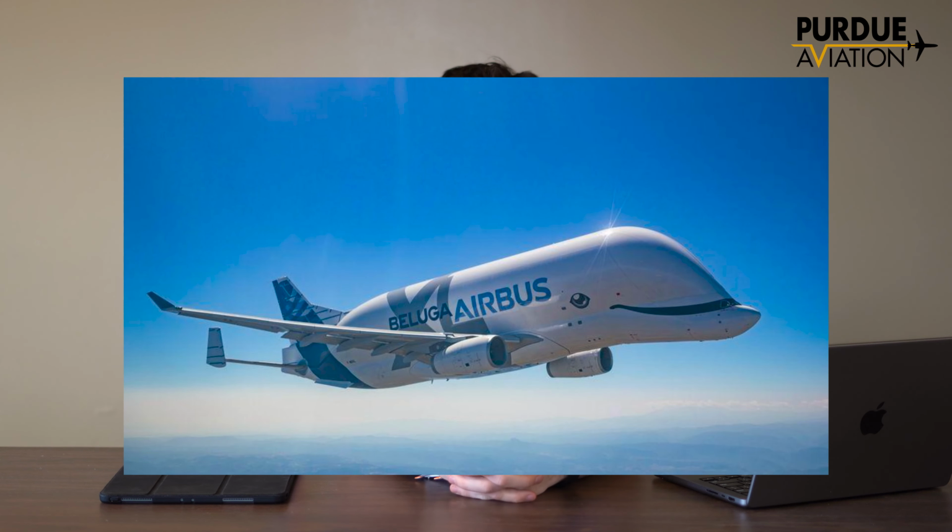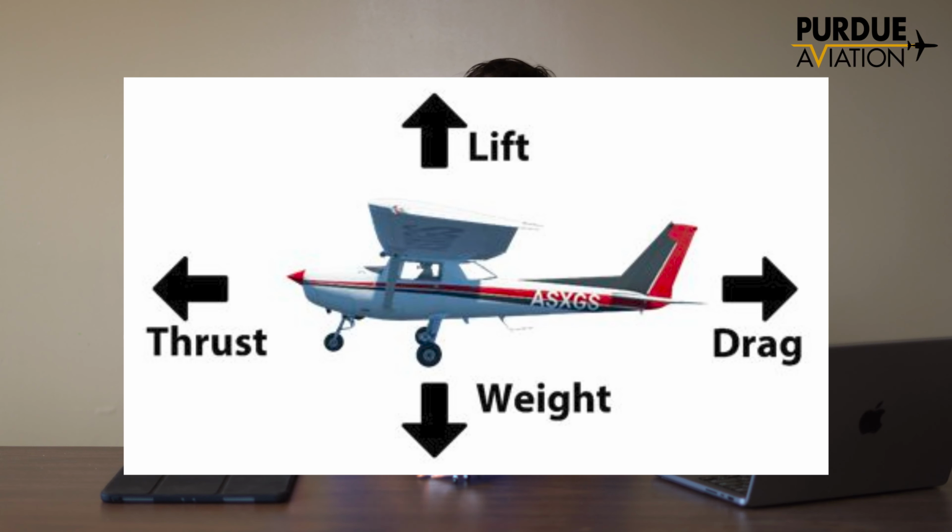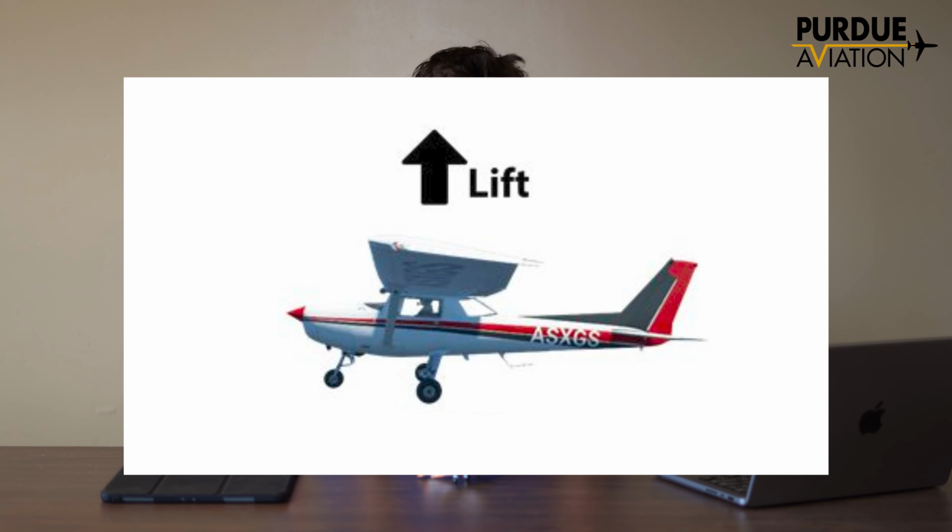How can something this big fly into the sky? How can we get something like this? Well, through the force of lift. Let's go ahead and talk about it, right? I said we have 4 forces of flight. We've got lift, weight, thrust, drag, and lift is in the up direction.